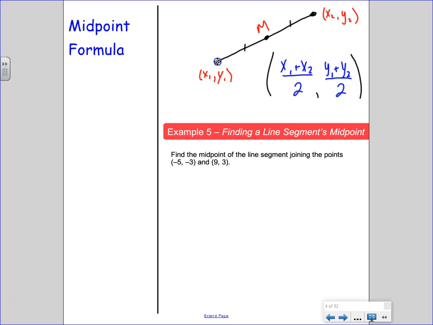Do the example, make sure we got it. Beware the signs. S-I-G-N-S. Not the trig function.